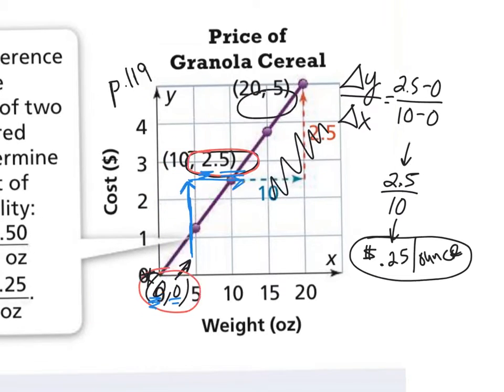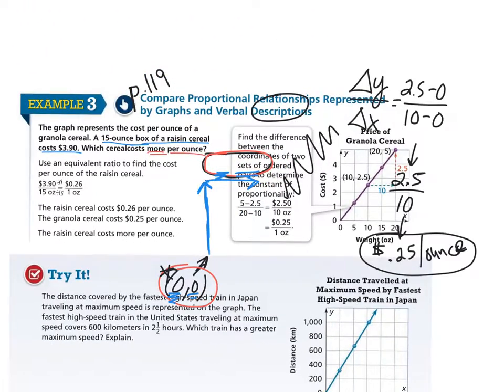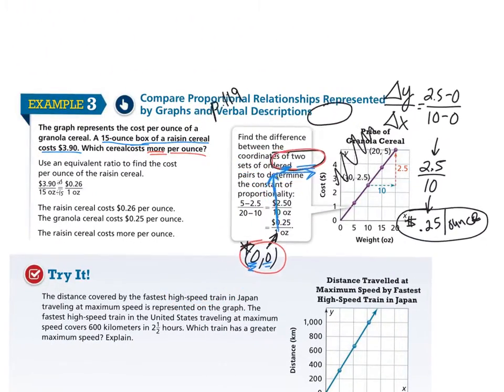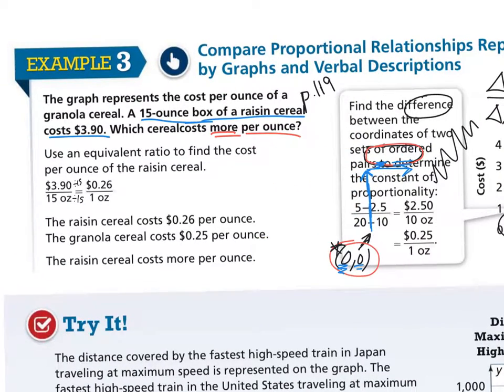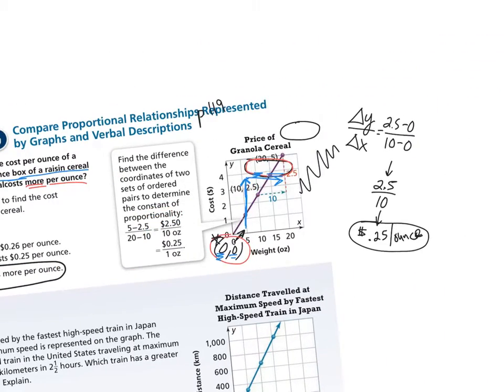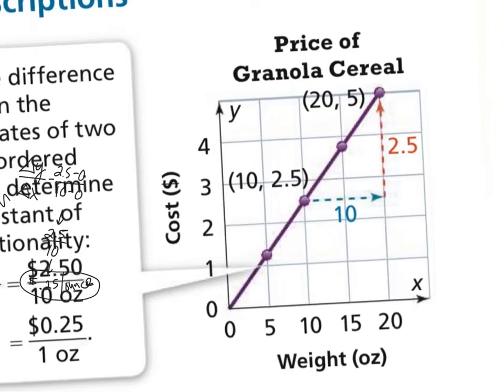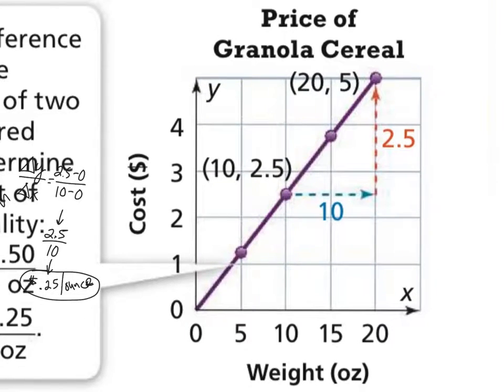And we said a minute ago the raisin cereal was 26 cents per ounce. The question is which one costs more per ounce. So we would say the raisin cereal costs more per ounce. And when you do this, when you look at the graph, as long as you pick 2 points that are for sure on the graph, you're going to get the same answer.